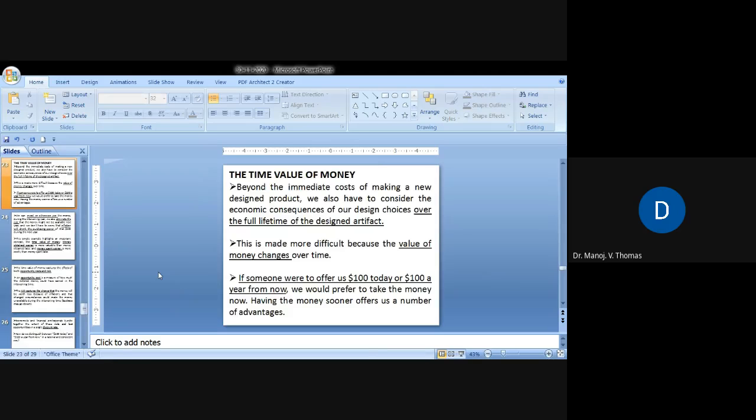So I think I have made things clear. So in today's class we discussed the economics in design. What are the cost elements? The factors considered in the cost: labor, materials, and overhead cost, and also how economies of scale affect the design choices and the price setting process, and also the change in the value of money over a period of time.